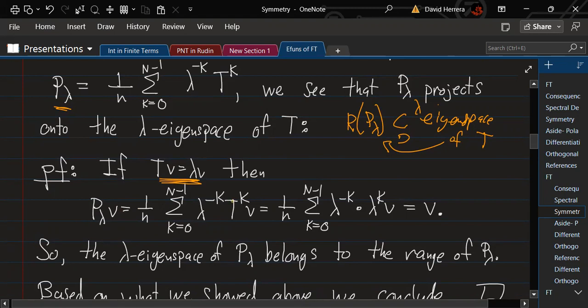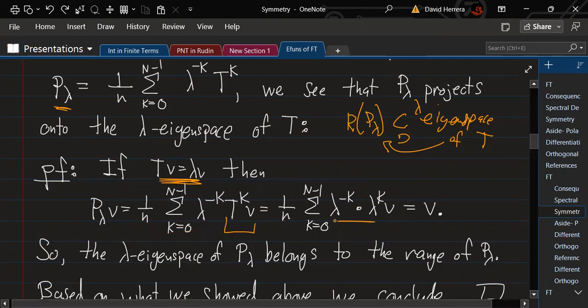P lambda v is, well, this right here is P lambda times v. Now let's focus on this part, because Tv is lambda v. If you do T k times, you're going to get lambda to the k. So this right here becomes lambda to the k v. The rest of this obviously remains the same.